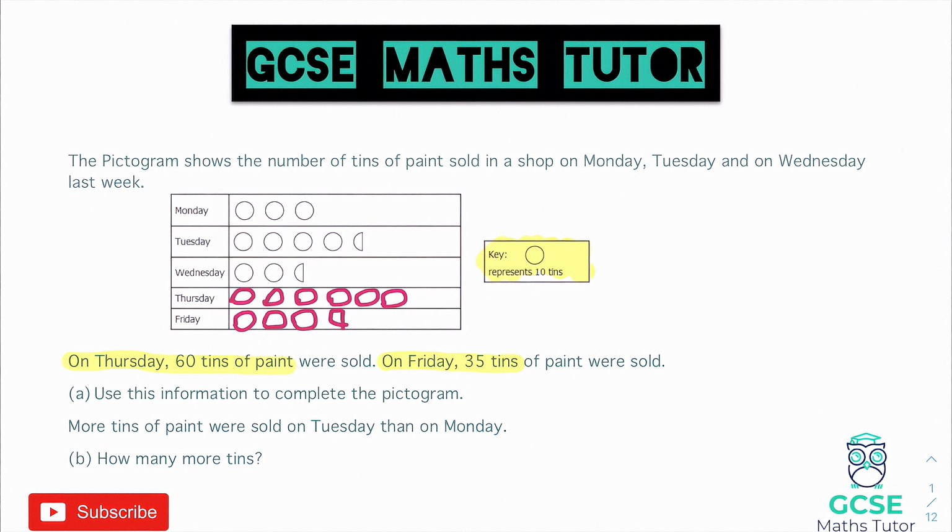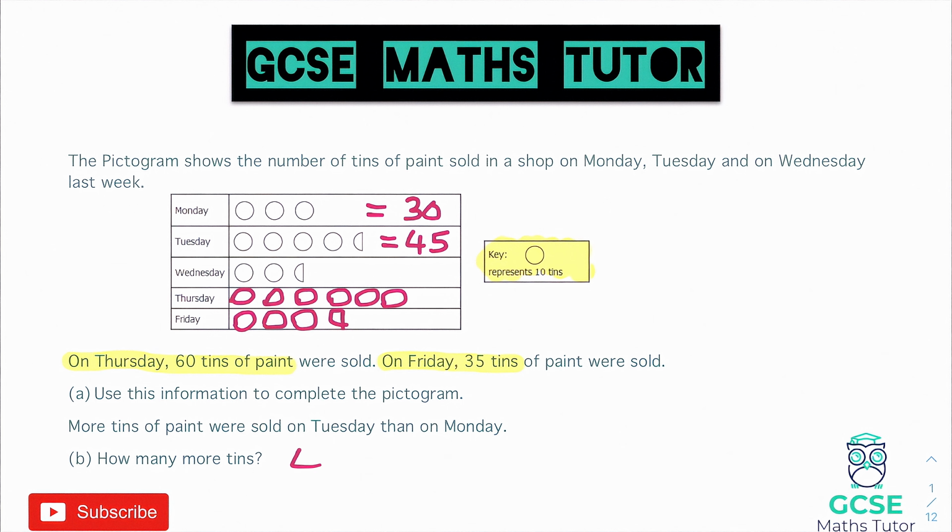Now for part B, it says more tins were sold on Tuesday than on Monday. How many more tins? So we just need to count from the pictogram. So on Monday, there are 3 circles, that would be 30 tins. And on Tuesday, there are 4.5 circles, so that would be 45 tins. So in total, that's an additional 15.